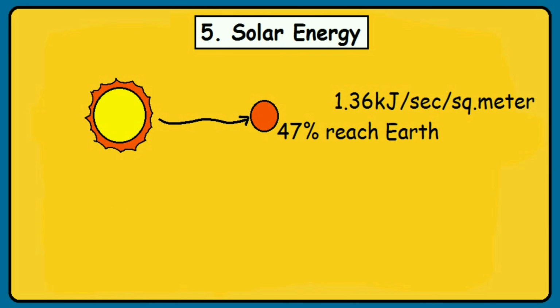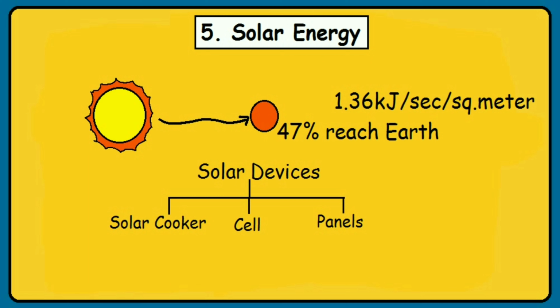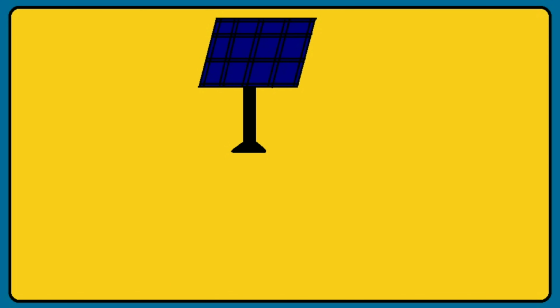There are various solar devices used for various purposes. For example, solar cooker, solar cell, etc. We will discuss solar cell here. It is a device that converts solar energy into electrical energy.